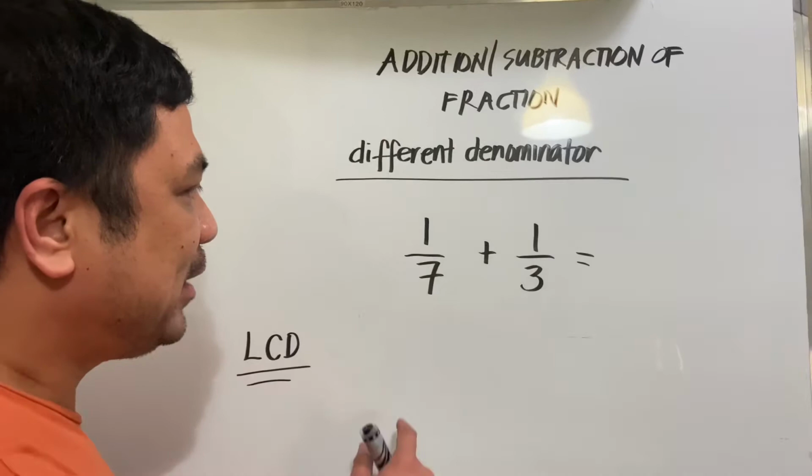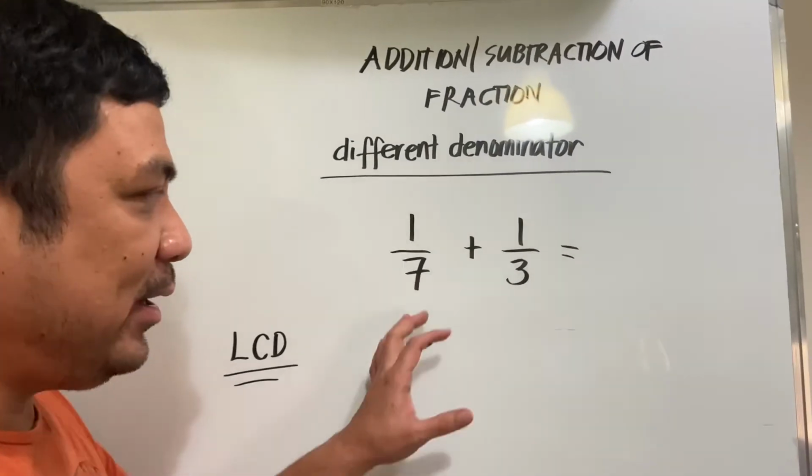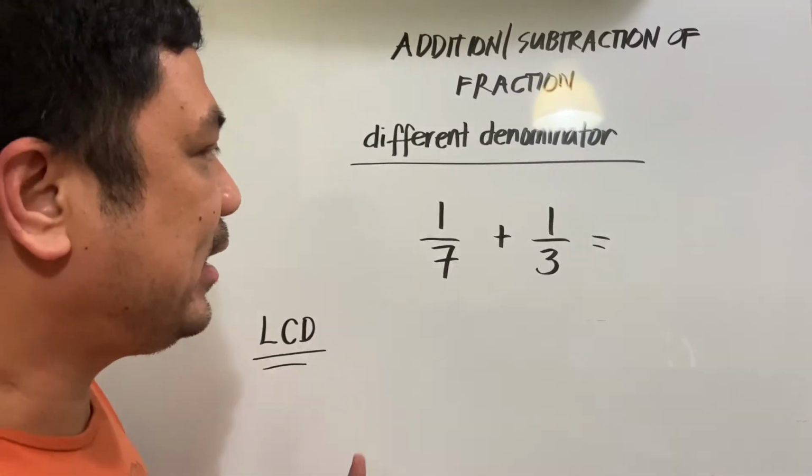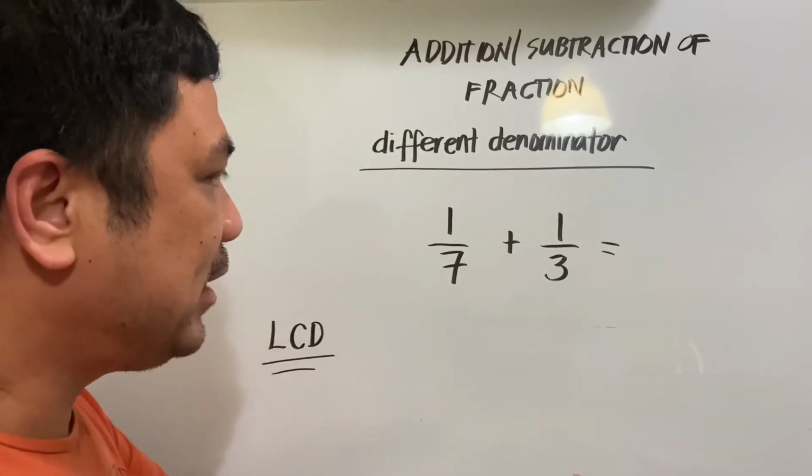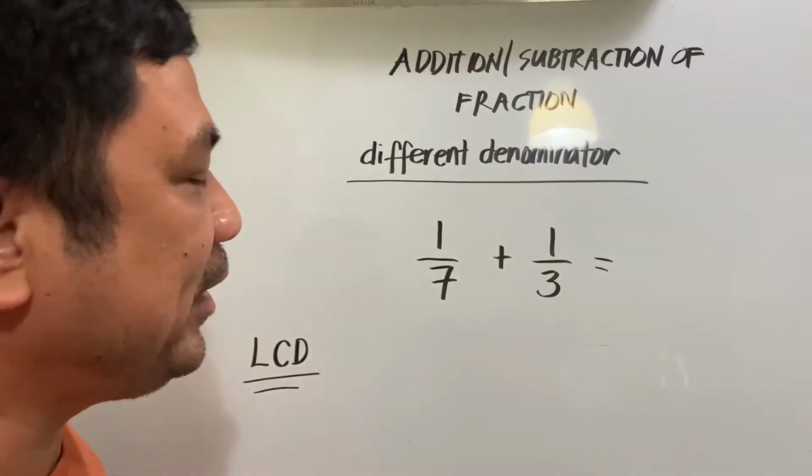So the least common multiple of 7 and 3, I think that is the only challenge here, and after we get the least common multiple, everything will be easy.